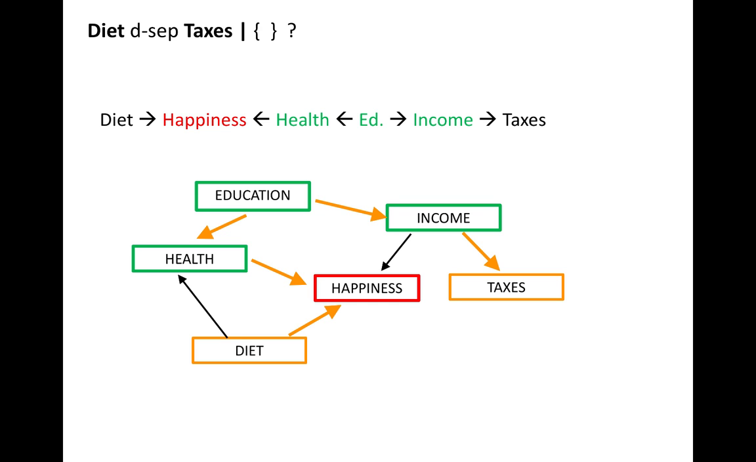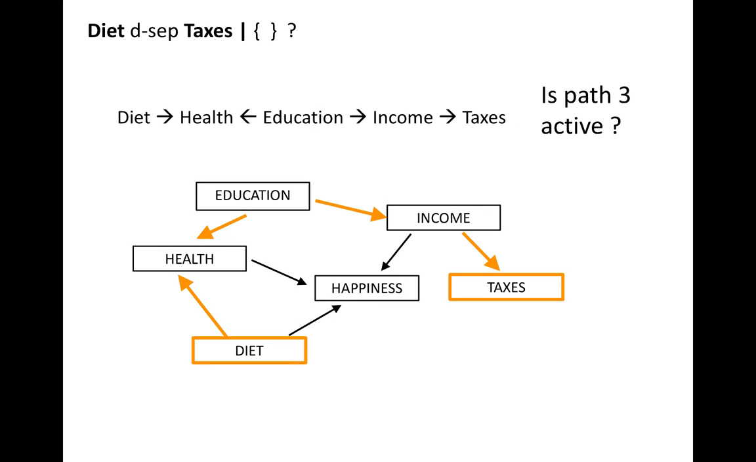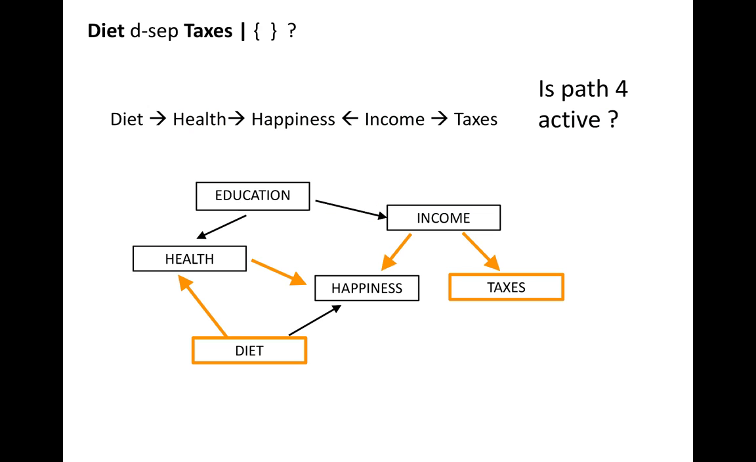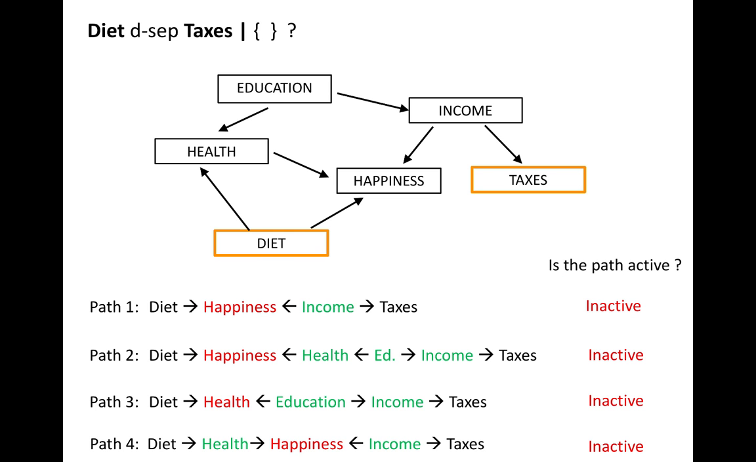Path 2 is length 5, and 3 of the 4 nodes are active. Is the path active? No. Again, all it takes to make the path inactive is a single inactive node. Is path 3 active? No. Path 4? No. Relative to the empty set, all 4 paths between diet and taxes are inactive.